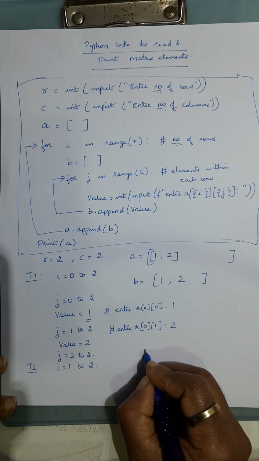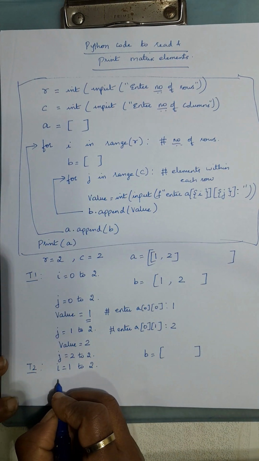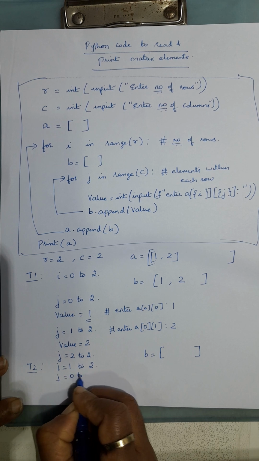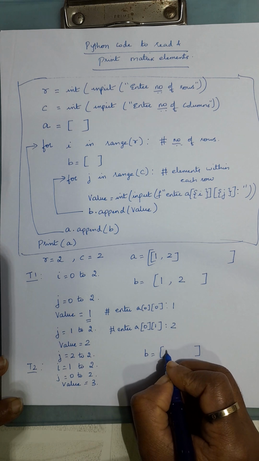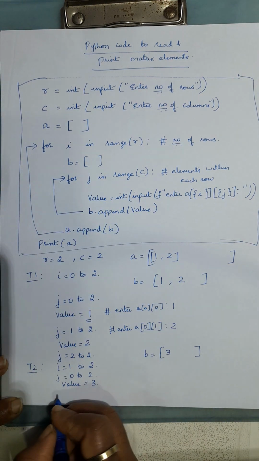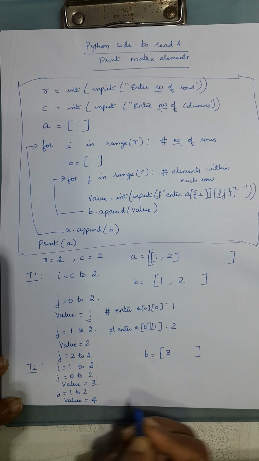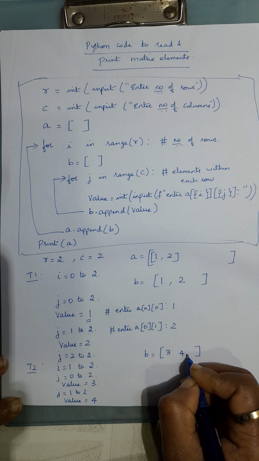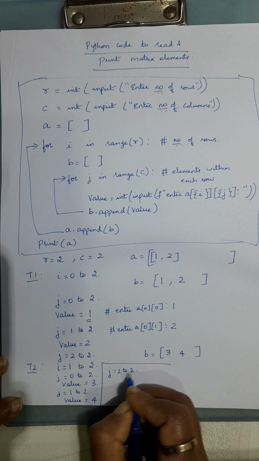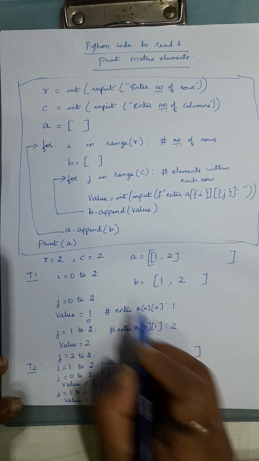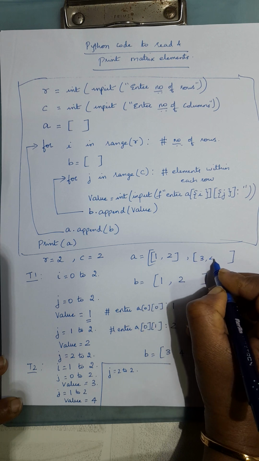Okay. Now what will happen? B is again an empty list. It will come inside. Now again j is from 0 to 2. Value, suppose we enter 3. 3 will be appended here. It will go back. Now j is equal to 1 to 2. Suppose the value entered is 4. Okay. 4 will be appended here. Okay. And if j is equal to 2 to 2, it is out of range. It will come out. Now it will append 3 and 4 to A. So this is the second list.